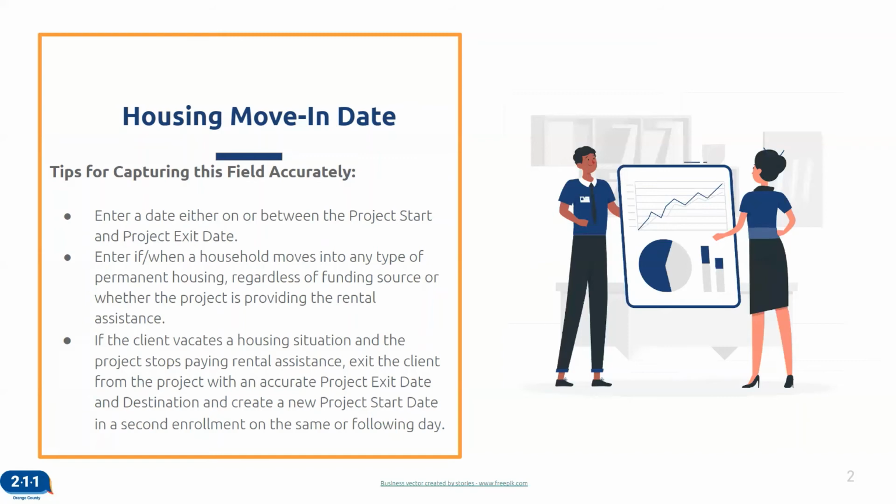enrollment. If the client vacates a housing situation and the project stops paying rental assistance, exit the client from the project with an accurate project exit date and destination, and create a new project start date in a second enrollment for the client on the same or following day. The project would continue working with the client until a new unit is found, at which point a new housing move-in date would be recorded on the second project record. This will ensure that the client's history of housing is preserved.